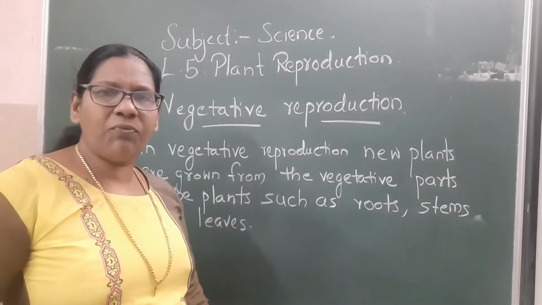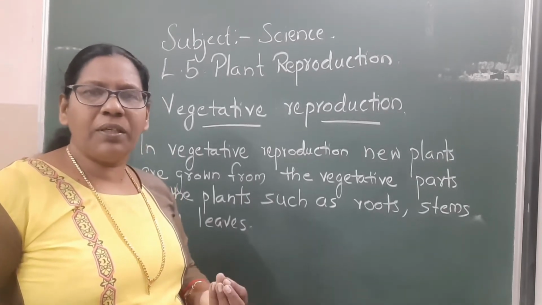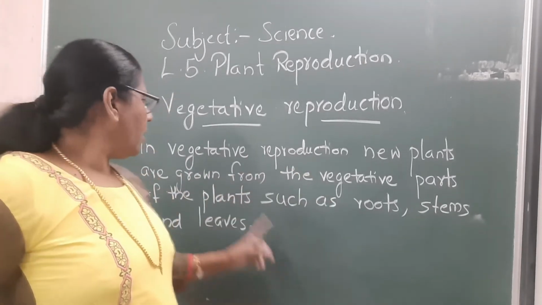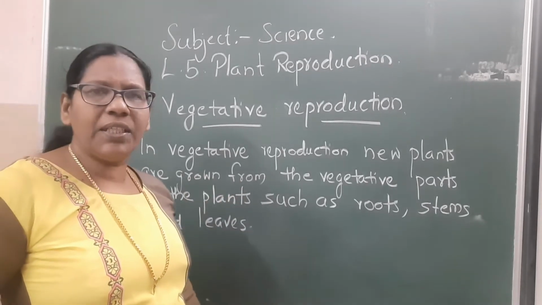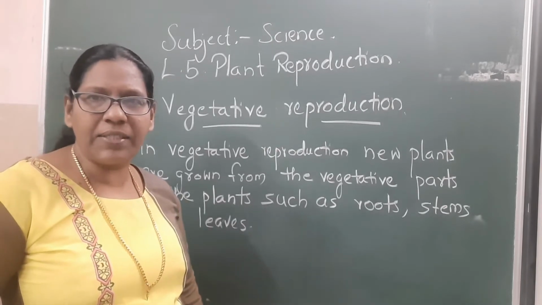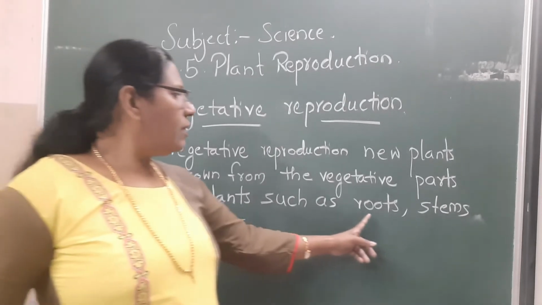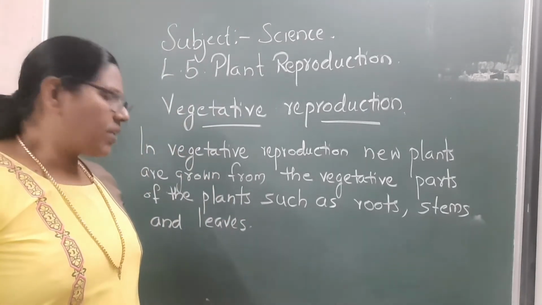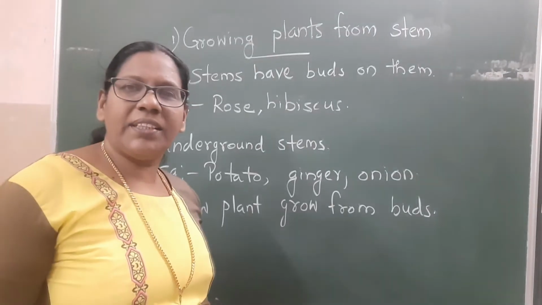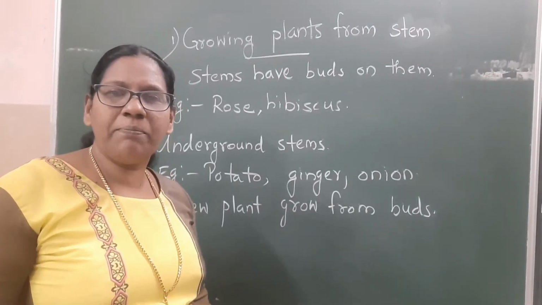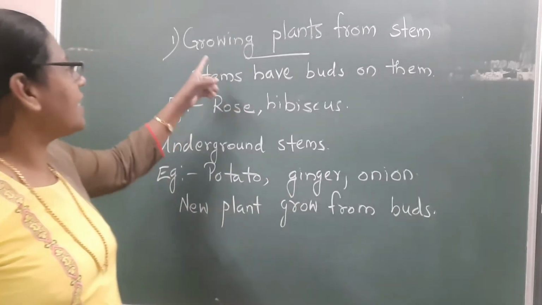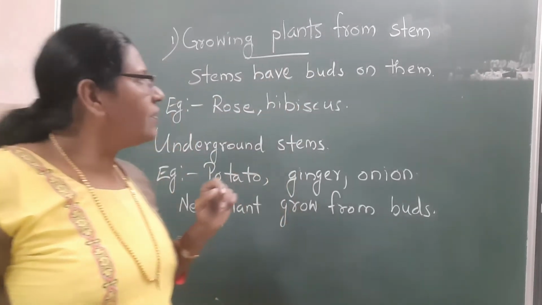In sexual reproduction, we learned that the new plant grows from the seeds. But in vegetative reproduction, new plants are grown from the vegetative part of the plant such as roots, stems and leaves. Now we'll see one by one the vegetative reproduction from these roots, stems and leaves. Now first we'll see growing plants from stem.